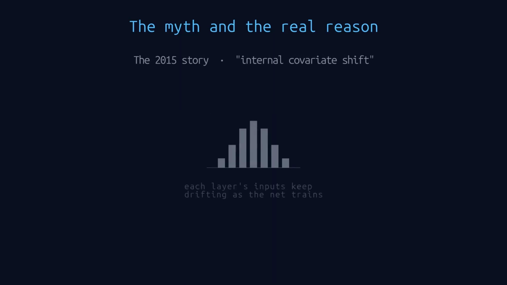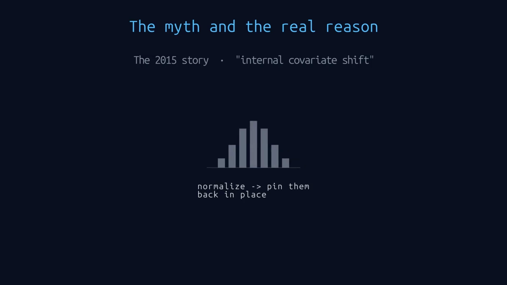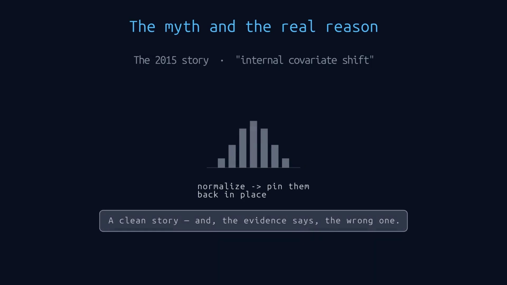So why does that thin layer help so much? For years, the textbook answer was internal covariate shift. The idea was that as the network trains, the distribution of each layer's inputs keeps drifting, and normalization pins those distributions in place, so the layers above aren't chasing a moving target. It's a clean story. It's also, as far as the evidence goes, the wrong one.